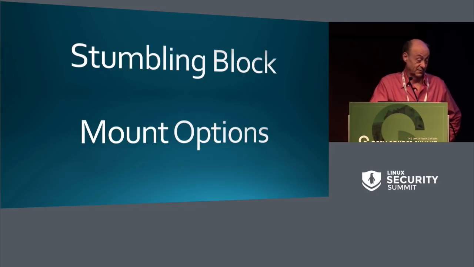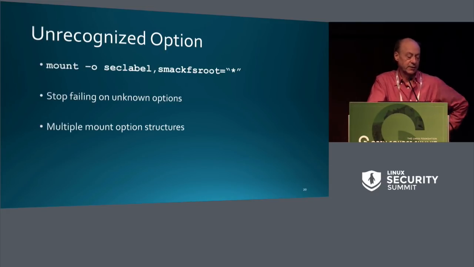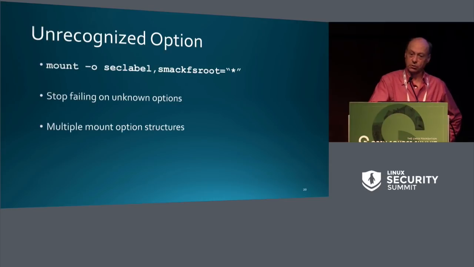The next stumbling block is mount options. What is it about mount options? Well, today, if you have an unrecognized option in your mount system call, it fails. In this particular case, we've specified a mount option that SELinux recognizes and a mount option that SMACK recognizes. With the old code, if you go into SELinux, it's going to say, I don't recognize smackfsroot, so it's an error. So what we have to change is that the security modules don't make judgment on options that they don't recognize. Unfortunately, what this means is that if none of the security modules recognize it, it's still unrecognized. No one is going to detect that it's completely unrecognized, and it will succeed in a case where it might have otherwise failed.